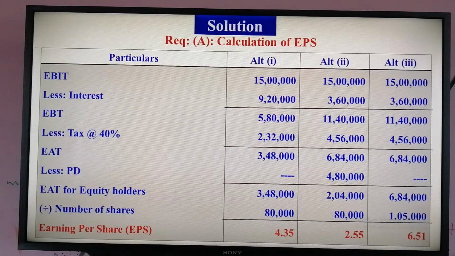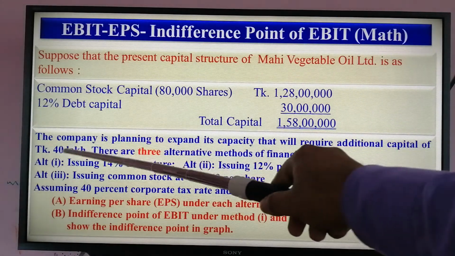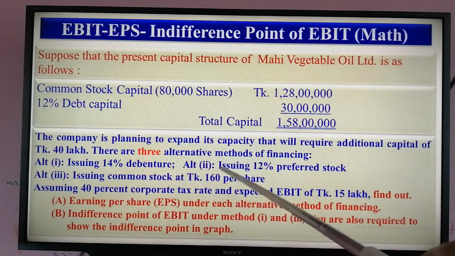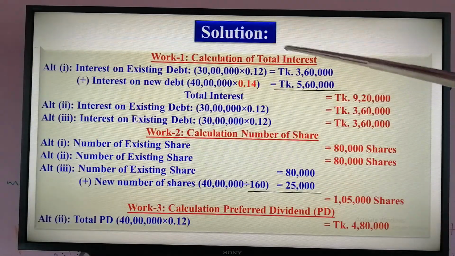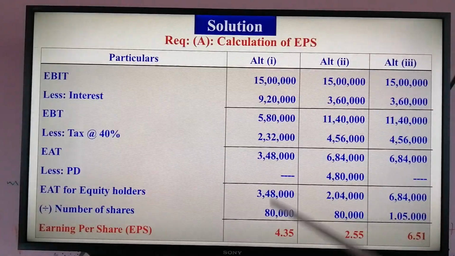So we got one thing, that is how we can determine EPS from the data. So my dear student, you need to work hard. This is the existing capital structure. This capital is required by using these 3 techniques or alternatives. You can work from the data, total interest, total number of shares and dividend, and then use the EBIT and find the EPS.